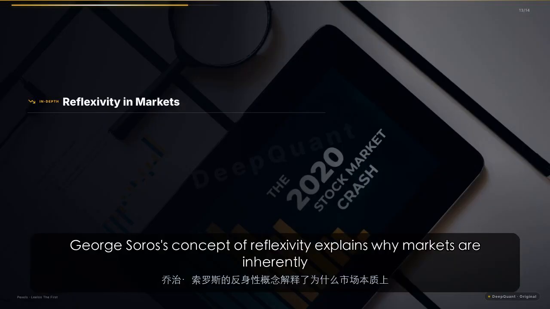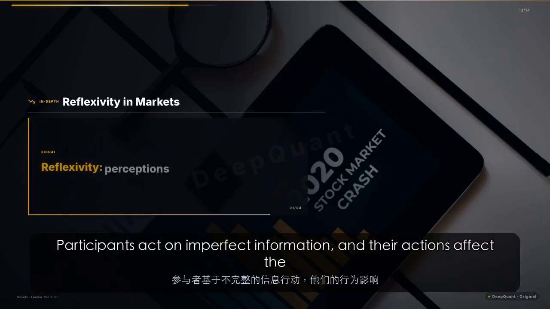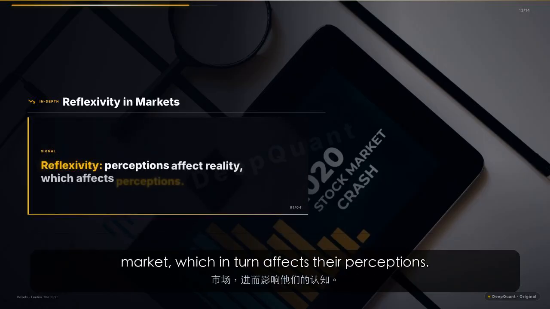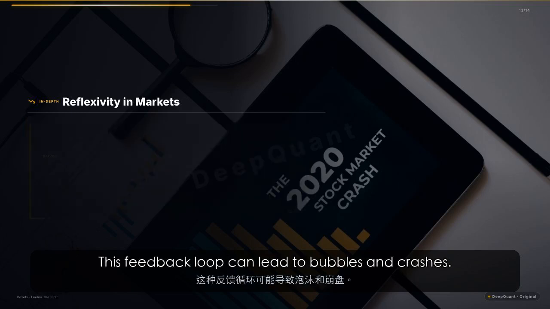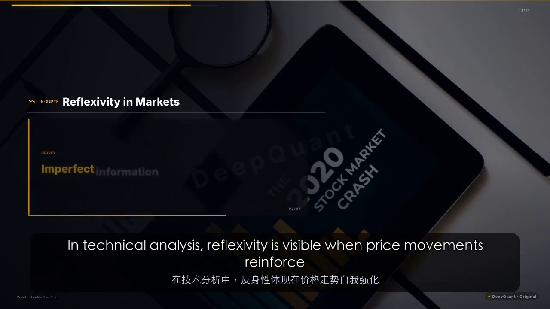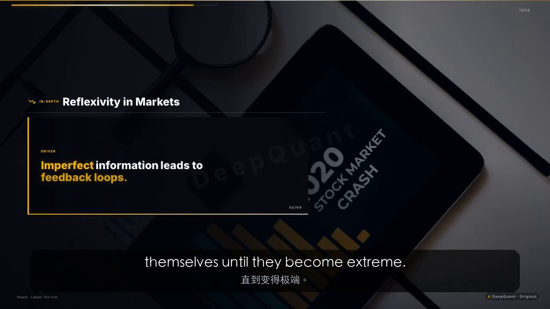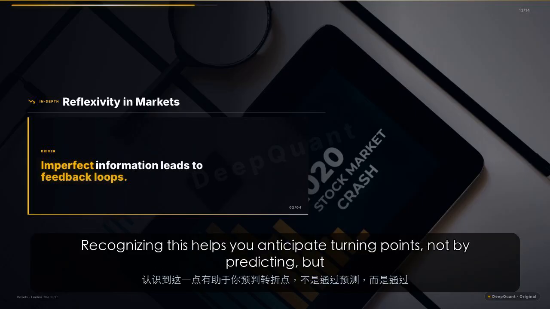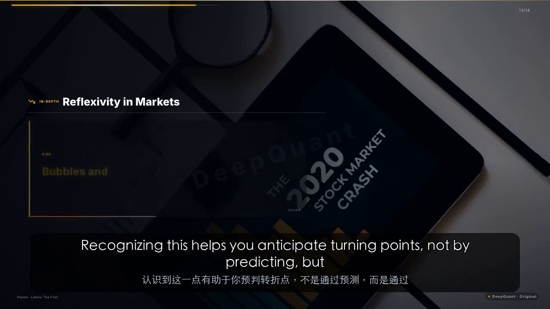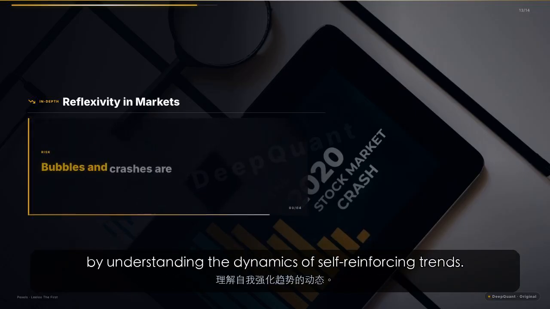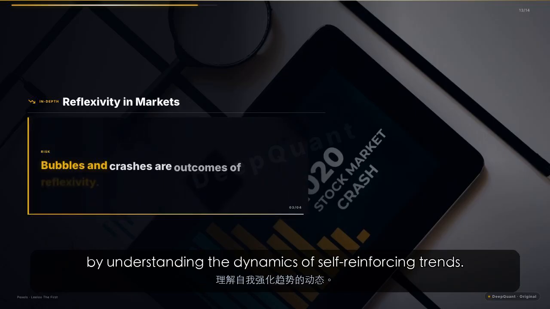George Soros's concept of reflexivity explains why markets are inherently unstable. Participants act on imperfect information, and their actions affect the market, which in turn affects their perceptions. This feedback loop can lead to bubbles and crashes. In technical analysis, reflexivity is visible when price movements reinforce themselves until they become extreme. Recognizing this helps you anticipate turning points, not by predicting, but by understanding the dynamics of self-reinforcing trends.